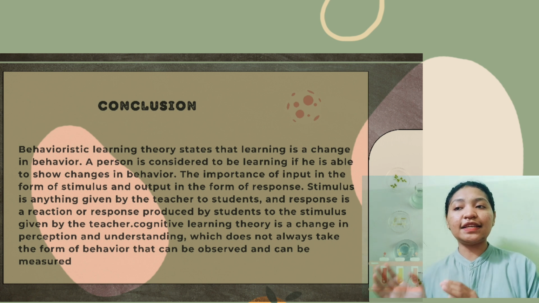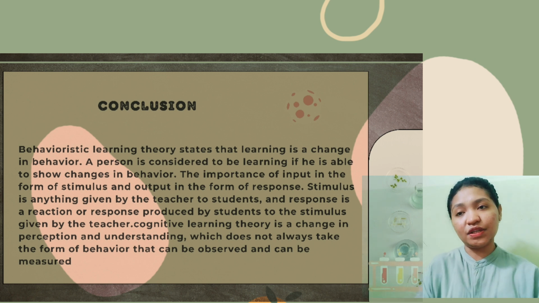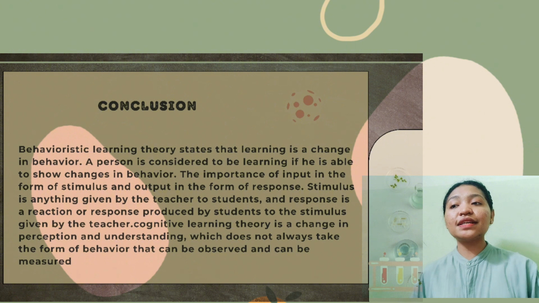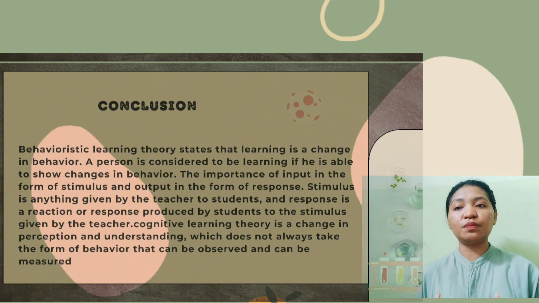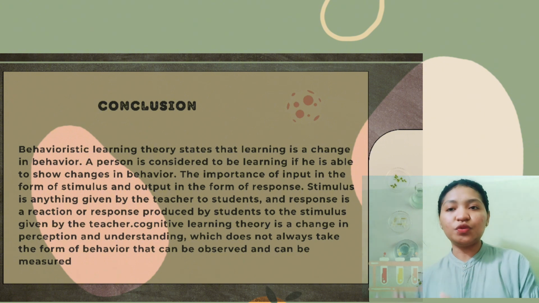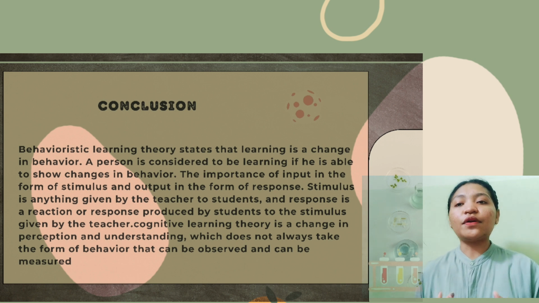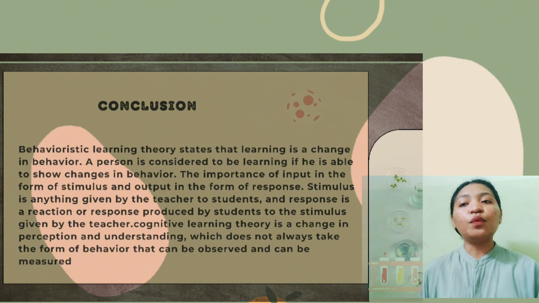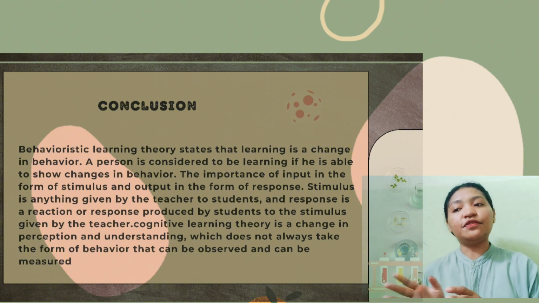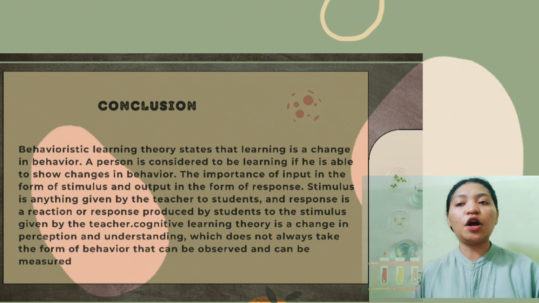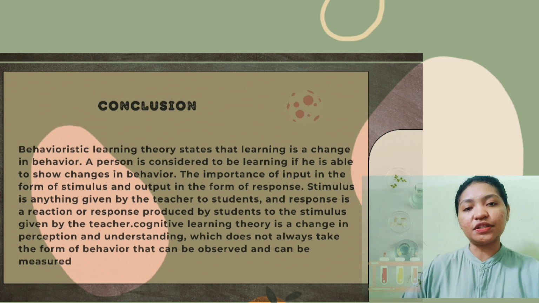Stimulus is anything given by the teachers to students, and response is a reaction or response produced by students to the stimulus given by the teachers. Cognitivism learning theory is a change in perception and understanding, which does not always take the form of behavior that can be observed and measured.